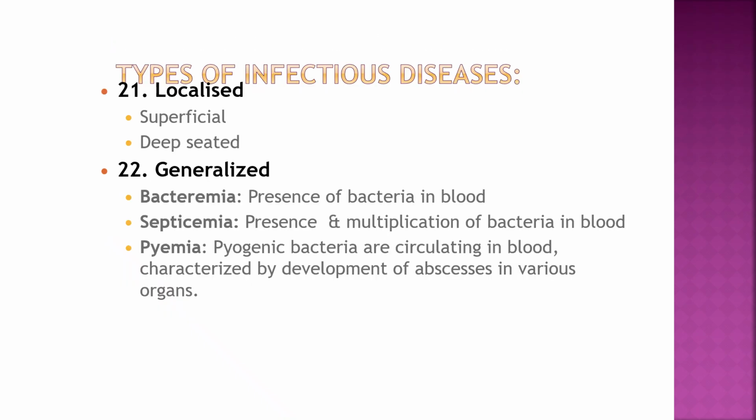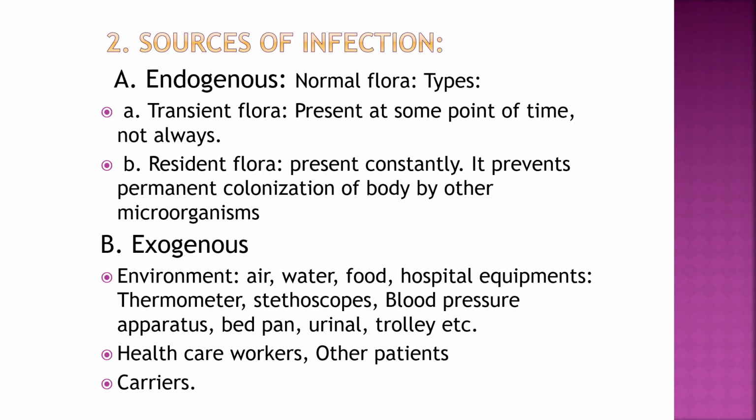Some infections can be localized. They are present in local area. They can be superficial or deep, and they can be generalized, like bacteremia, presence of bacteria in blood; septicemia, presence and multiplication of bacteria in blood; pyemia, pyogenic bacteria are circulating in blood, characterized by development of abscess in the various organs. Source of infection can be endogenous, that is normal flora. It can be transient and resident flora. Exogenous can be environment or hospital equipments or healthcare workers or other patients and carriers.